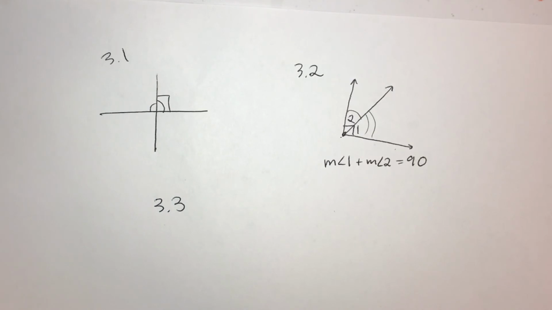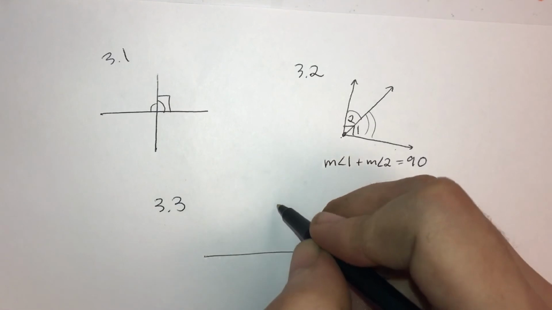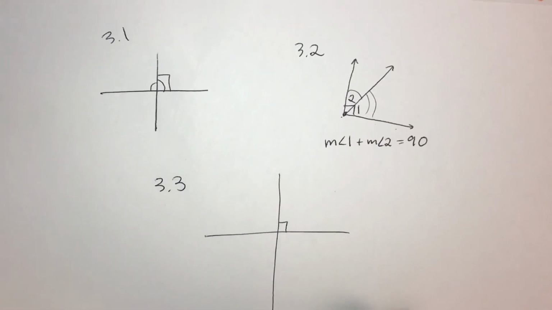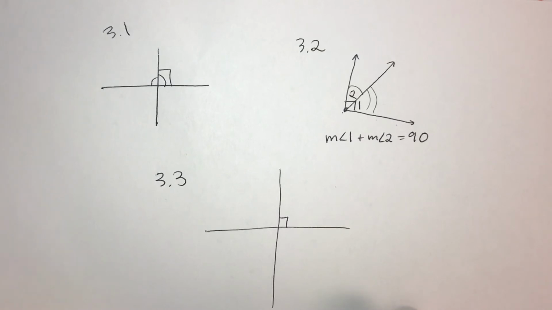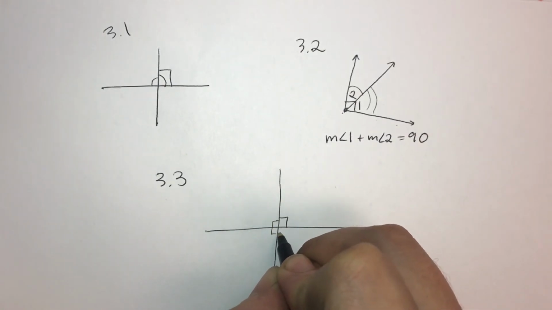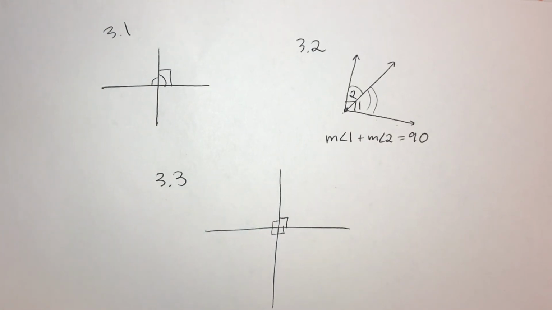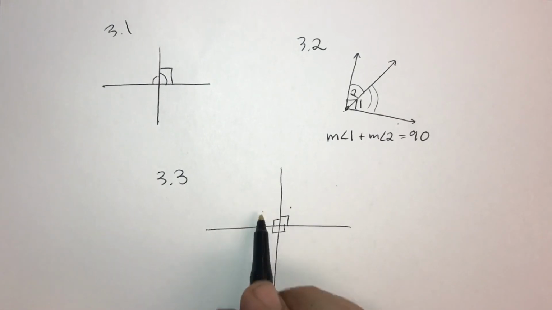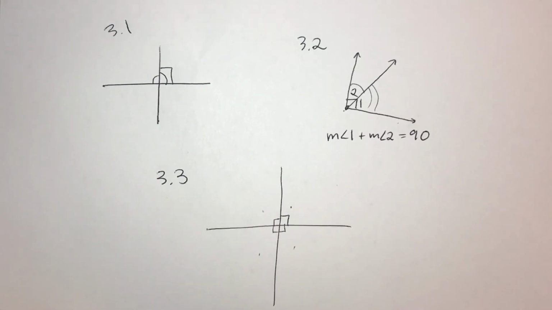3.3, if two lines are perpendicular, then they meet to form four right angles. Basically, we define this sort of situation to be perpendicular lines. However, what this theorem says is that if that's the case, then these three angles are also right angles. So another way you could state that theorem is that in a perpendicular intersection, all four angles are congruent and all four angles are right.